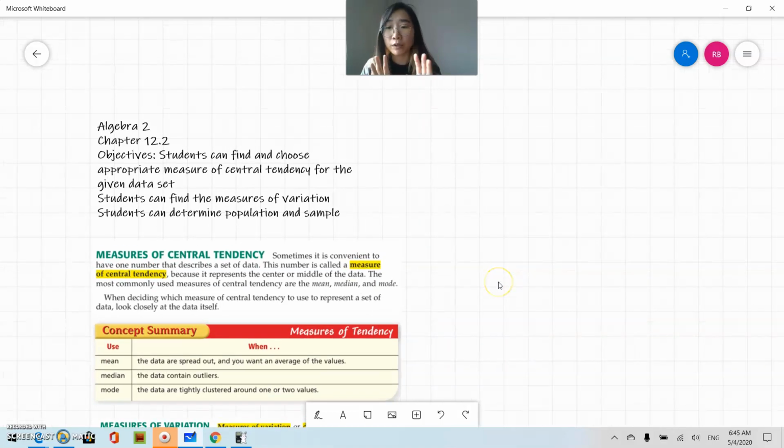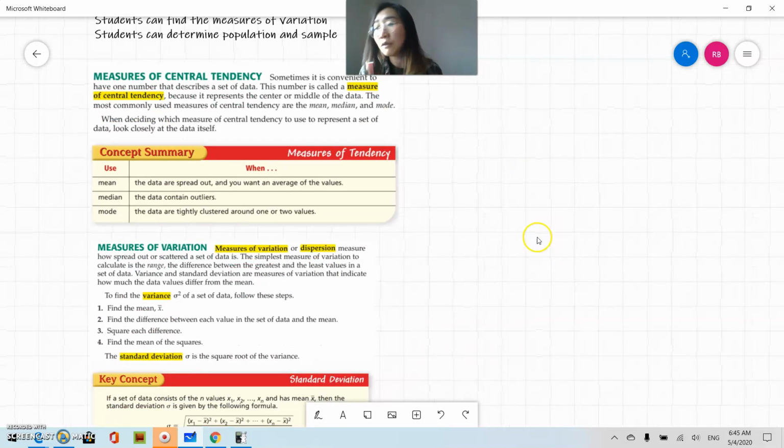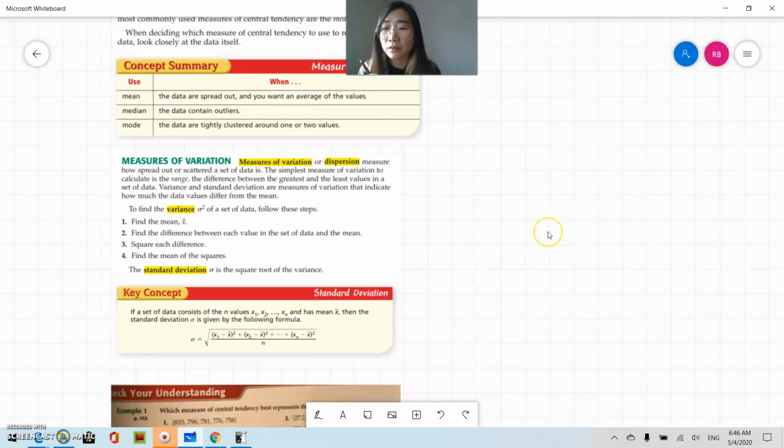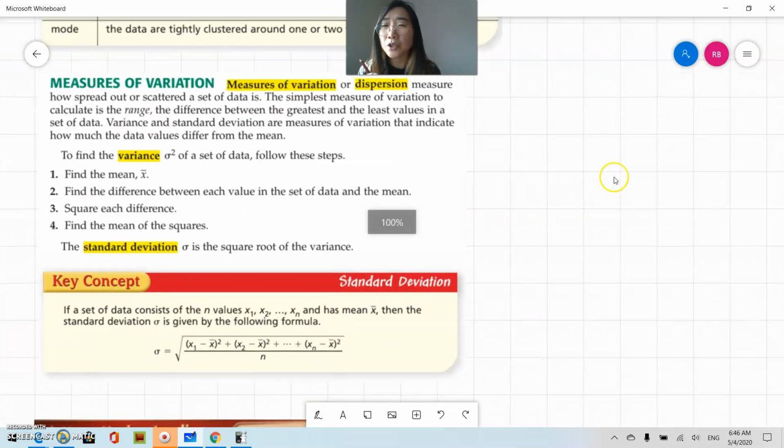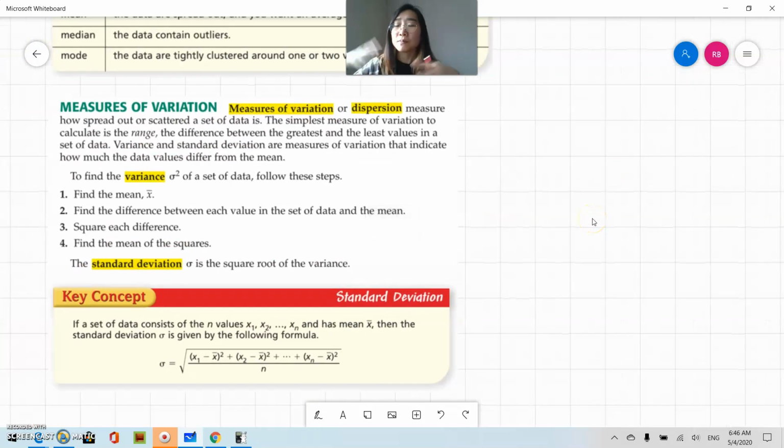So just a quick review of yesterday. We learned about measures of central tendency, which included mean, median, and mode. And you have to choose a situation where it would be most appropriate to use mean or median or mode. I hope you remember that. Today we're going to go to measures of variation. It just means how spread out or scattered your data is.